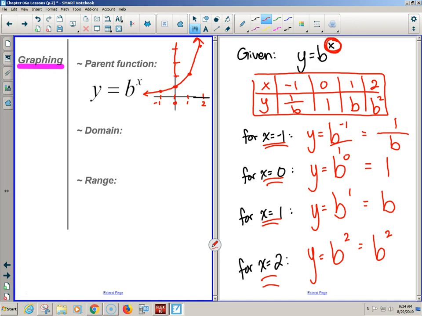Did you guys learn domain and range last year? Yeah. I think so. Domain has to do with all the x values. And range has to do with all the y values.